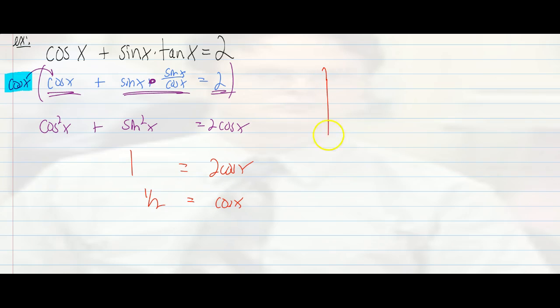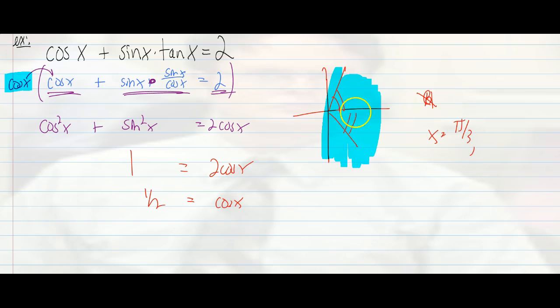So now we're looking at where does cosine of x equal 1/2. In the first quadrant and the fourth quadrant, we have our positive cosines. In the first quadrant, then the answer is going to be pi over 3. And in the fourth quadrant, then the answer is going to be 5 pi over 3.